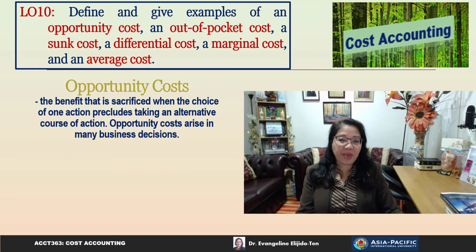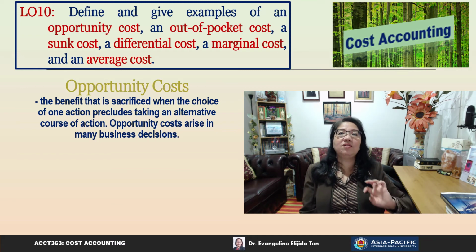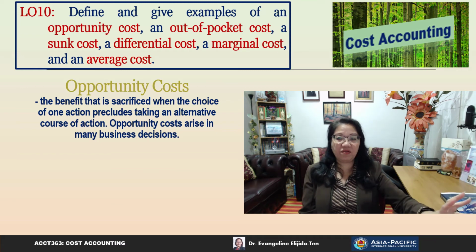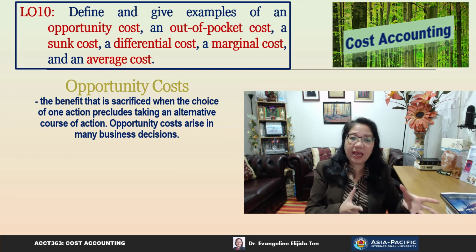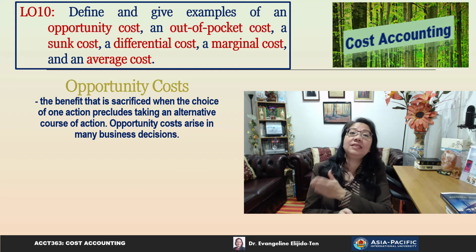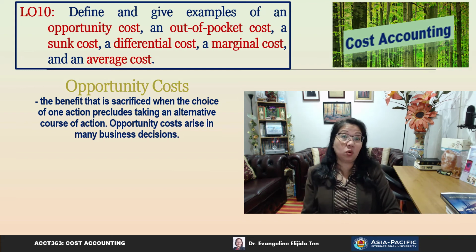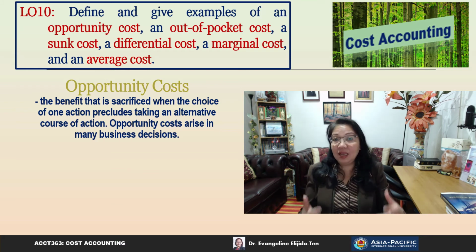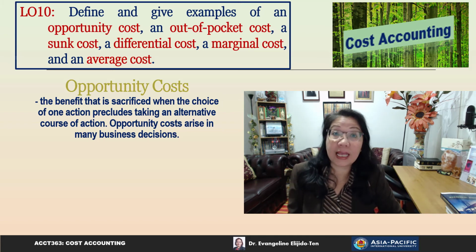This is the benefit that is foregone or sacrificed when the choice of one action precludes taking an alternative course of action. So an opportunity cost arises in many business decisions, but a lot of times this opportunity cost is ignored simply because an opportunity cost is not a cost that is shown in the accounting transactions.